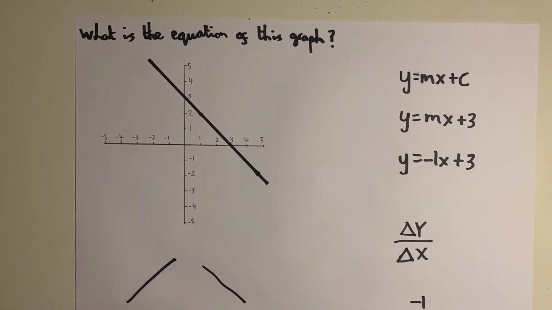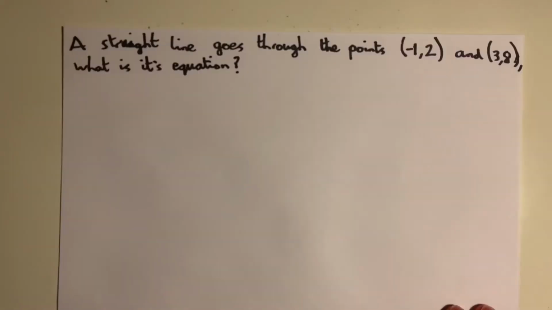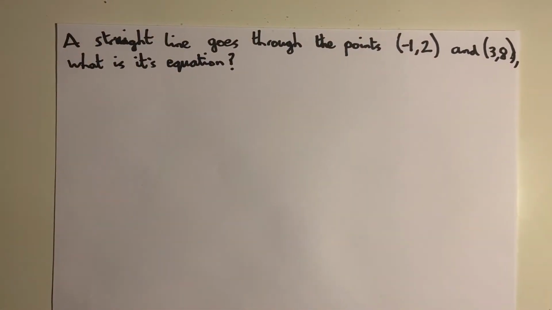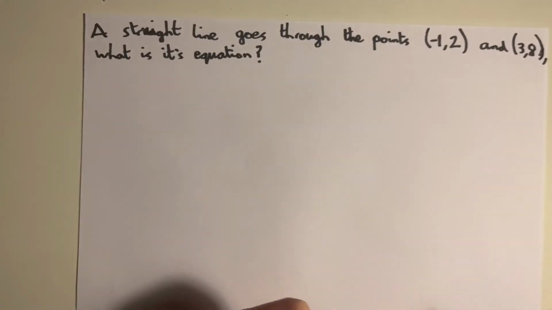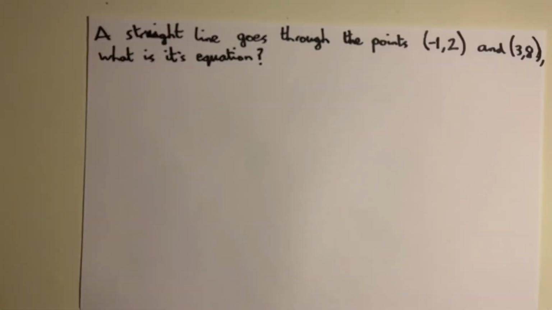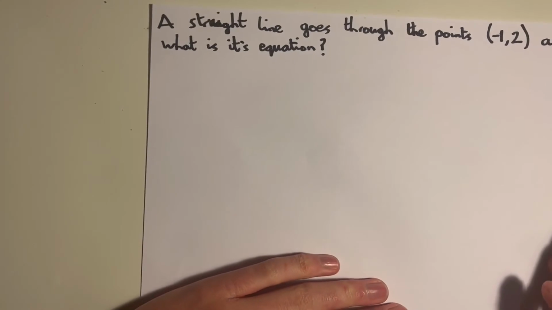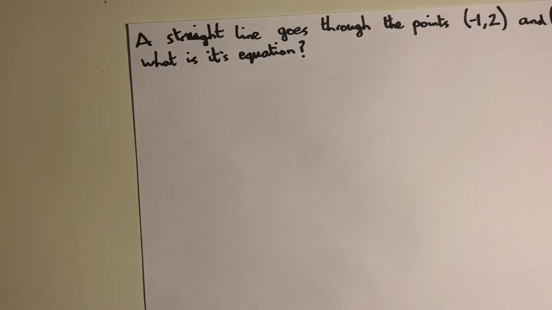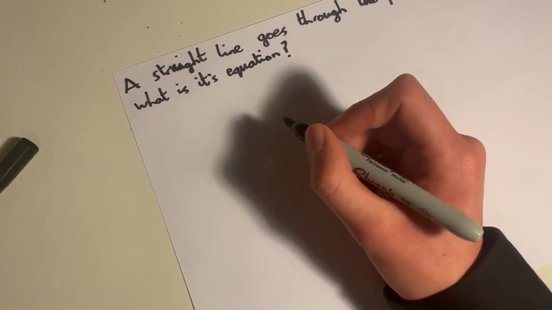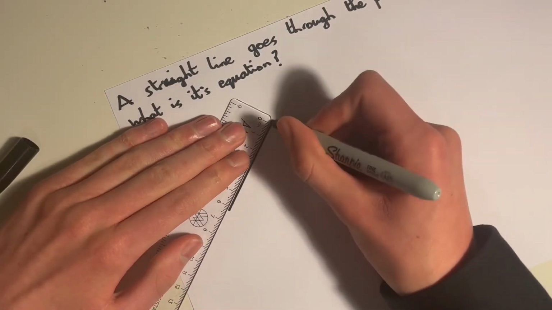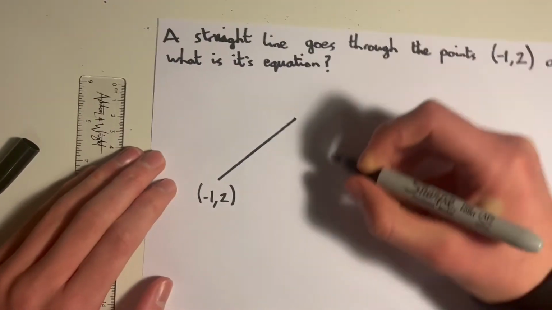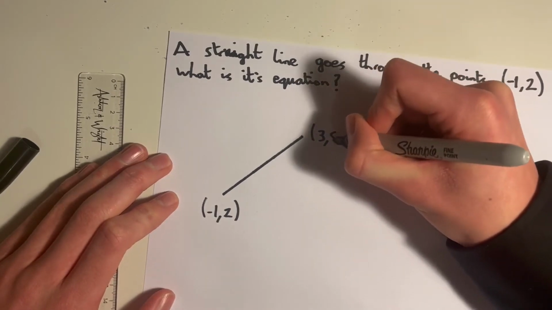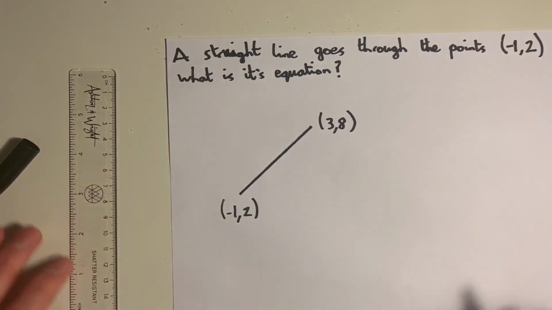So I'll show you one more type of question they can do. Okay, so we've got another type of question here. The straight line goes through the points, coordinates (-1, 2) and also (3, 8). What is its equation? And you might look at this and go, what the actual heck is going on here? But I'm going to show you. In an exam, there's no issue in sketching a quick example just to help you visualize it. Say this point here is (-1, 2), and this point here is (3, 8). Because we know the straight line goes through both of them.